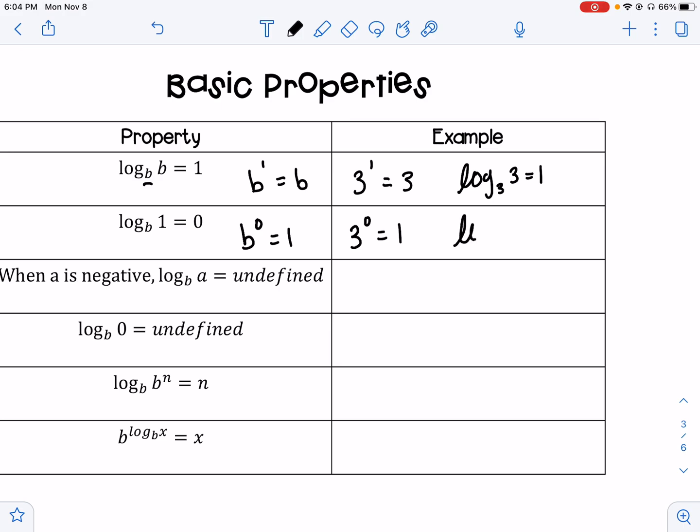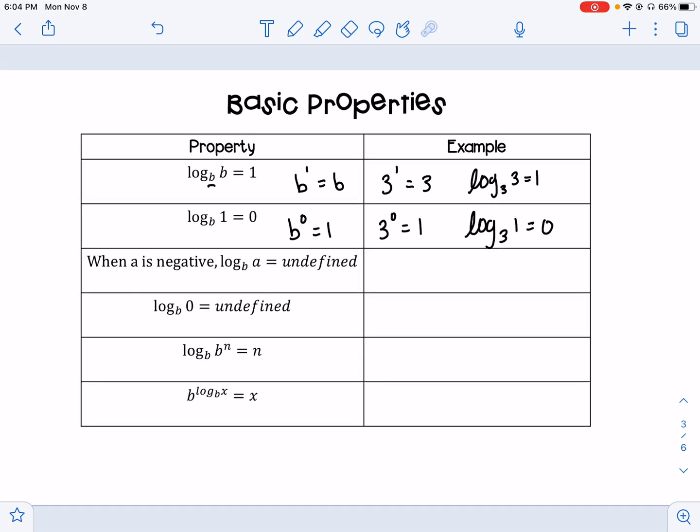In logarithmic form, our base is still going to be 3. Our argument is now 1. And we're really saying, what exponent turns 3 into 1? Well, the only exponent that really turns a number into 1 is 0. So finishing that out.